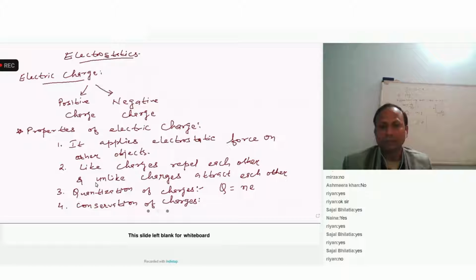Whatever can happen is that charges can be transferred from one object to the other in that system, or you can say that charge can increase or decrease from one to the other. That's it. But charge cannot be lost, charge cannot be created. So that is called conservation of charges. Alright? Okay.